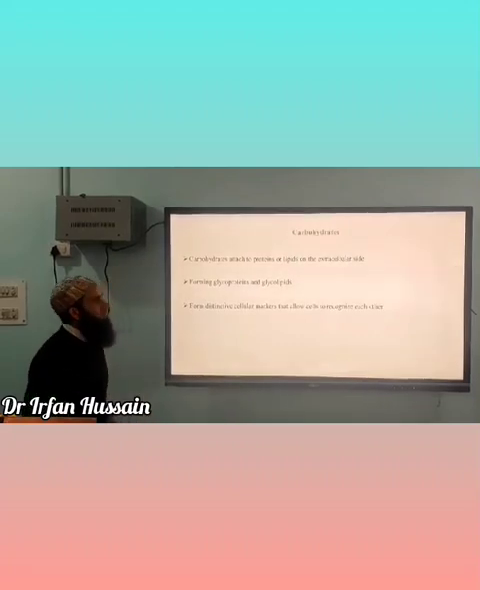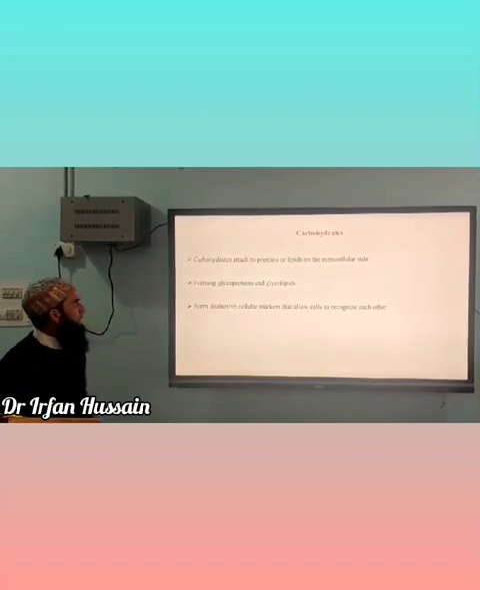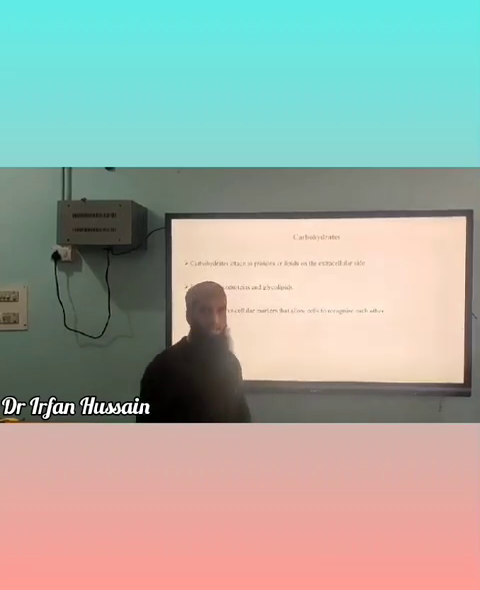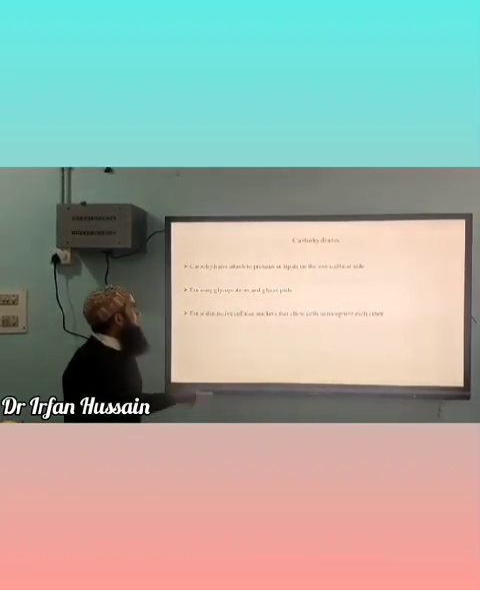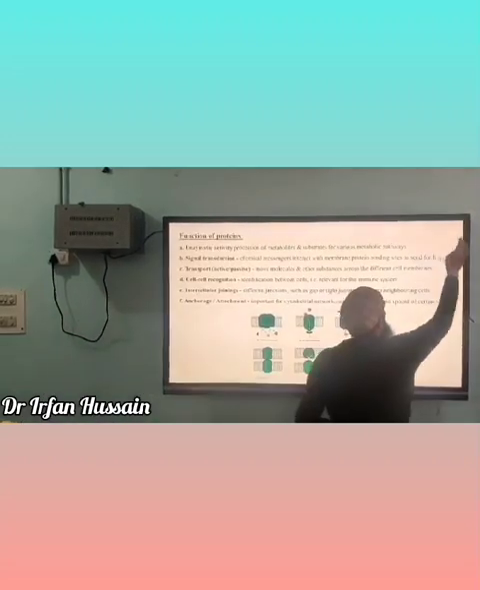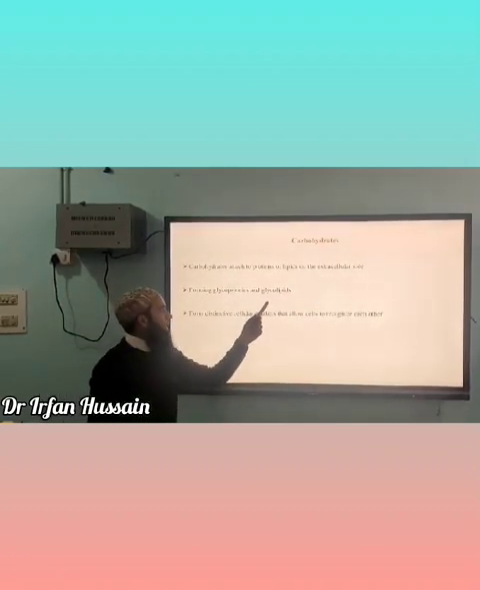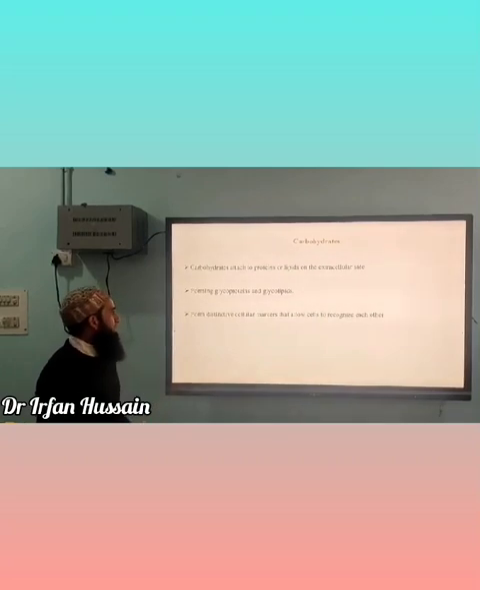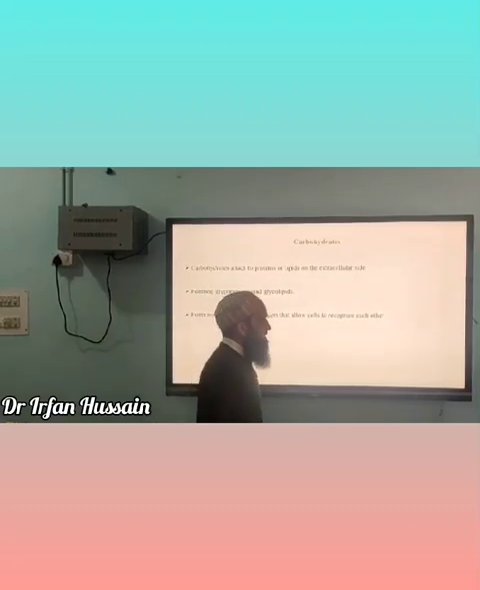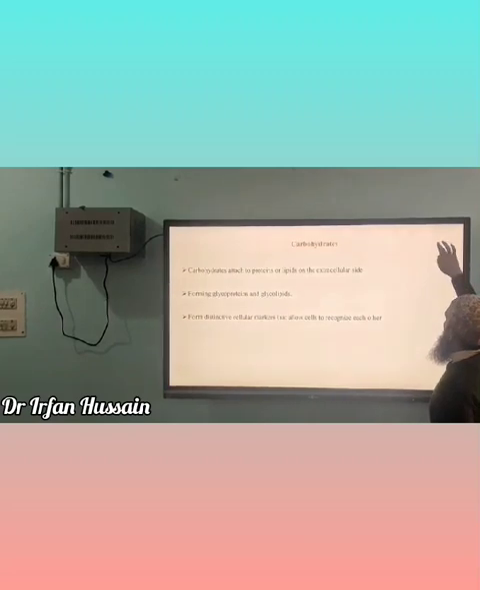Now, lastly, we have the carbohydrates. These are the least abundant biomolecules present in the plasma membrane, and they are attached to the proteins or lipids on the extracellular side of the plasma membrane. If they are attached to the proteins, then they are called glycoproteins, and if they are attached to the lipids of the phospholipid bilayer, then they are called glycolipids. They form distinct cellular markers that allow cells to recognize each other. That is, the cells recognize each other by means of these carbohydrates.